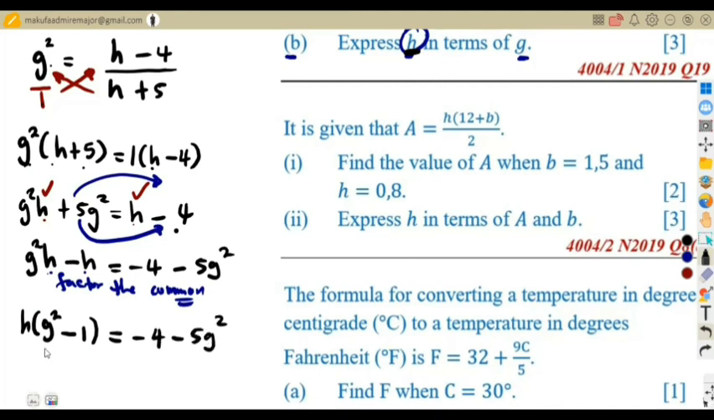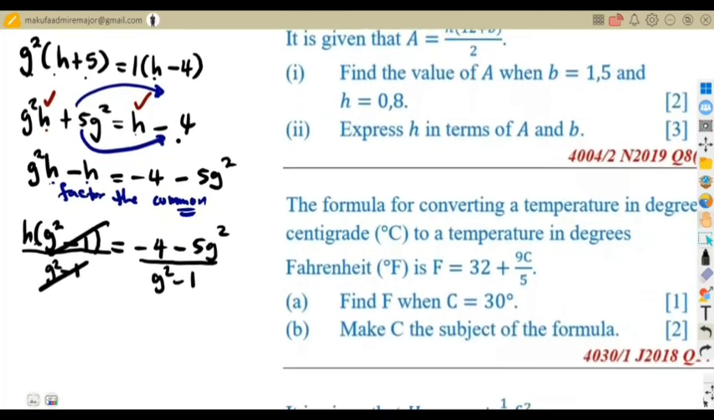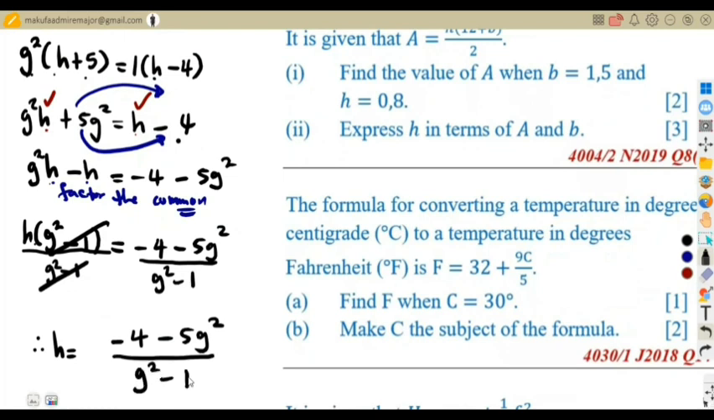So you can now divide by the bracket. Since we need H, this is a multiplication. So this bracket, we can divide by it both sides. We divide both sides by G squared minus 1. So this can cancel. We remain with H. So therefore, we are having H as the subject. So our H is going to be given as minus 4 minus 5G squared, everything over G squared minus 1. So that is how we could have made H to be the subject.